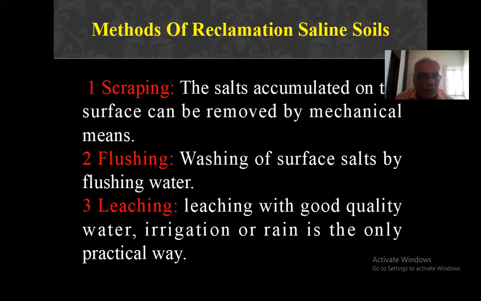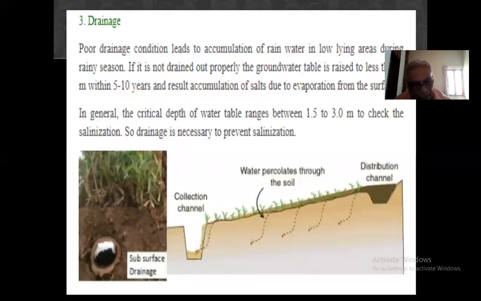Among the physical methods are scraping, flushing, and leaching. Scraping means the salt accumulated on the surface can be removed by mechanical means, such as cultivating and plowing. Then flushing, washing off the surface salt by flushing water. Then leaching with good quality water, either irrigation or rainwater, is used to leach the salt. Then drainage. You know that drainage is very, very important for root growth.